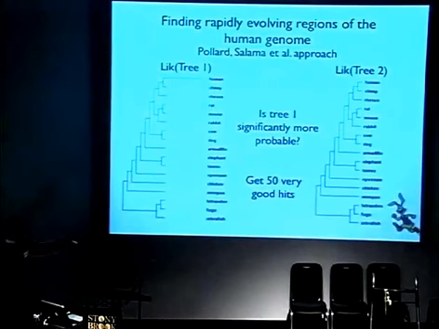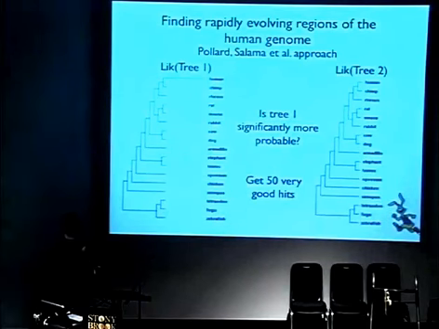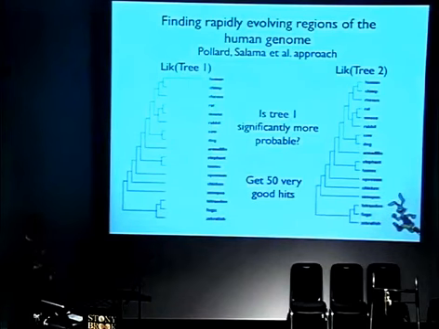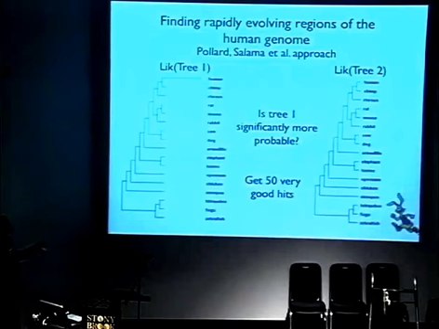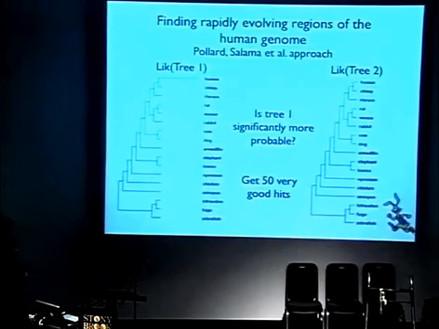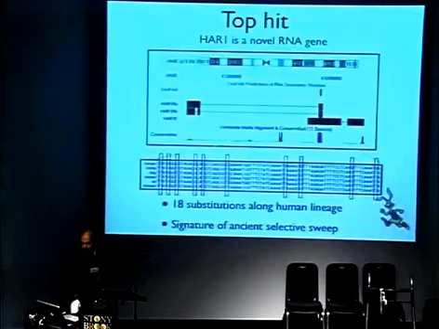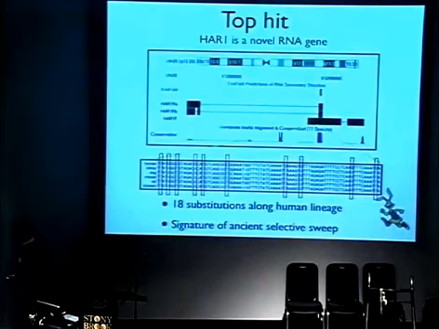And we're going to compare the likelihood of that to the likelihood of a tree where we allow for the human branch to have its own rate, okay? And you can do a formal likelihood ratio test and account for the difference in the number of parameters. And of course, the question we're asking is, is this model significantly more probable than this model? And we can get a nice list of hits. We get 50 really good hits.